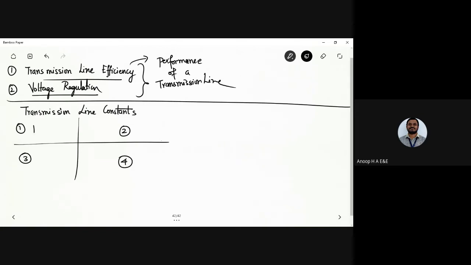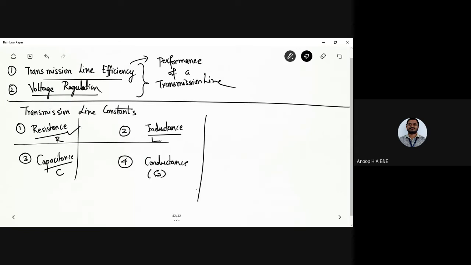The first one is the resistance, which is responsible for the losses. Next we have inductance, and next capacitance. In any AC circuit, you will have resistance, inductance and capacitance. And the next one is the conductance, which is measured in Siemens and represented by G. So resistance, inductance, capacitance and conductance are there.